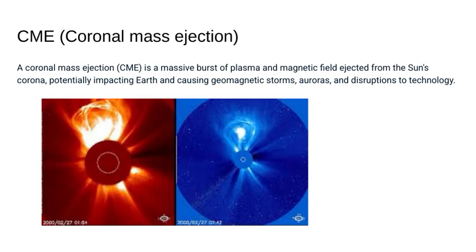This is called a coronal mass ejection, or CME. A coronal mass ejection, or CME for short, is a massive burst of plasma and magnetic field ejected from the sun's corona, which means that it can be a solar flare or a plasma explosion of the sun that can push out the corona, and you can see it rapidly goes away from the sun, potentially impacting the Earth and causing geomagnetic storms, auroras, and disruption to technology. So this is what the CME is.